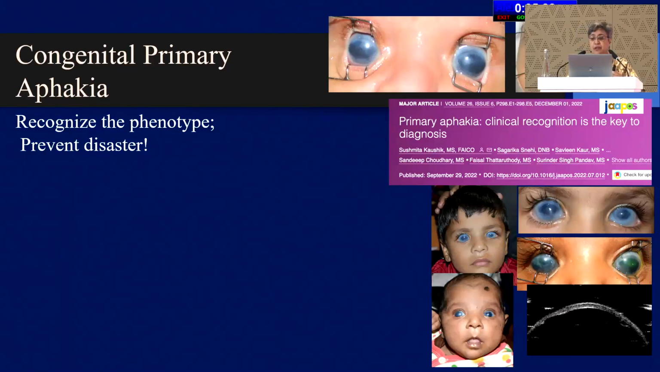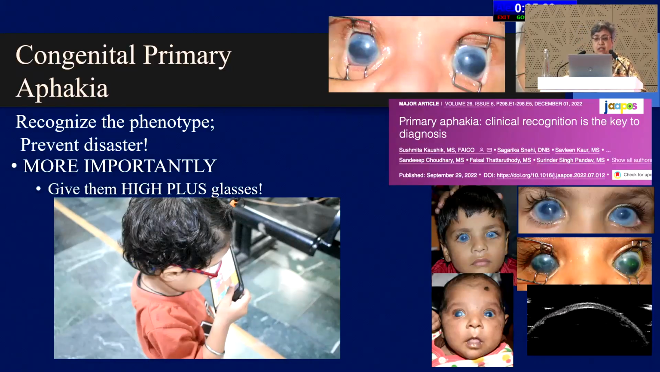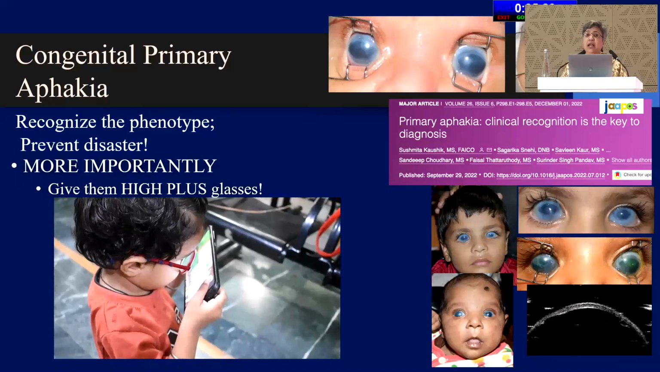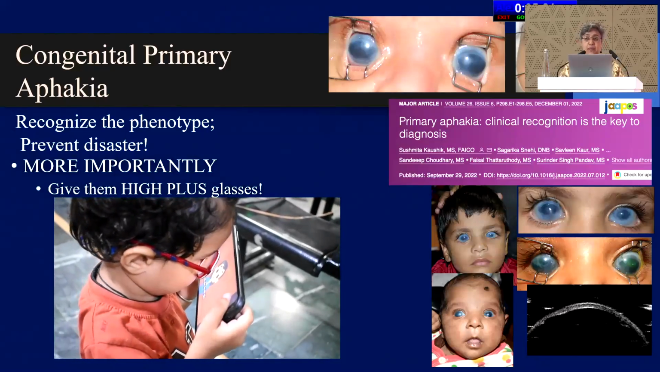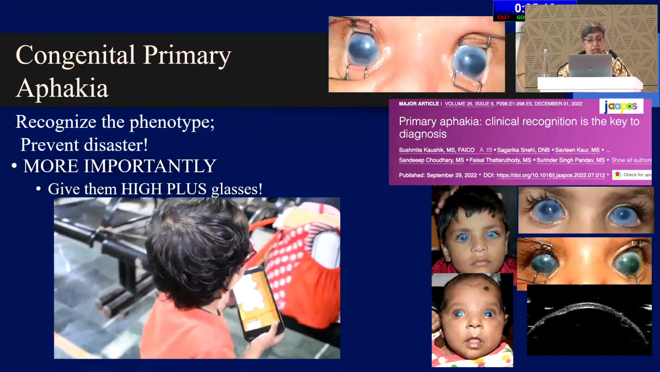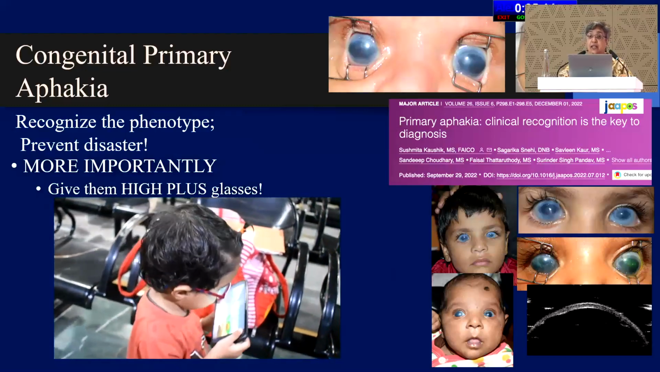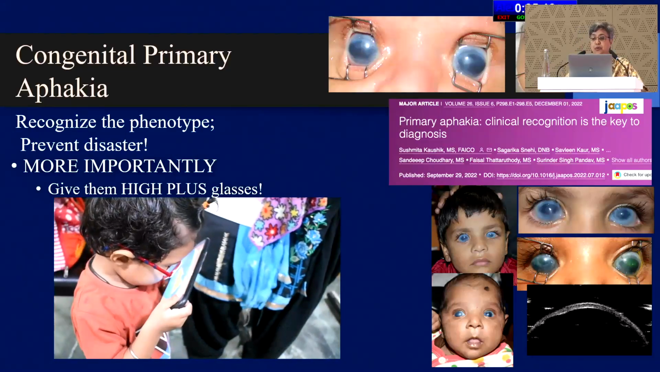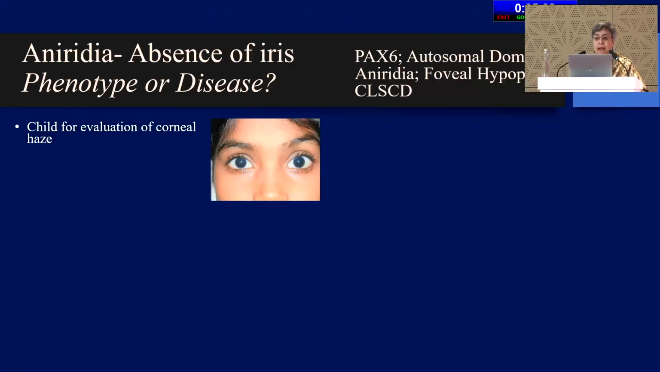There will be an absence of a lens, but believe me, once you recognize that they just don't have a lens, you give them high plus glasses, and they actually see, and they are mobile. And high plus doesn't mean plus 10 or 12, it means plus 14, plus 17 sometimes. They walk around, they are fine, and they'll hate you taking their lenses off. So recognize this condition so that you can rehabilitate them better.